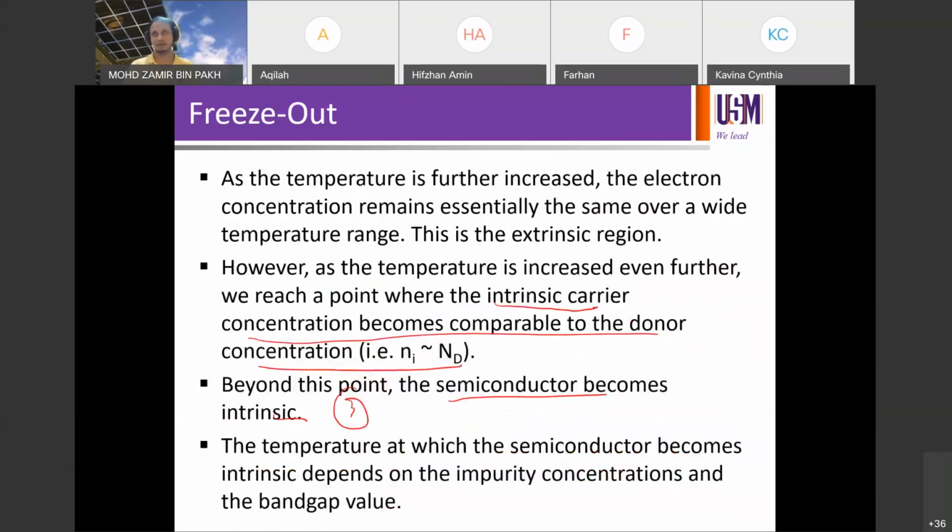So intrinsic to extrinsic, on the other hand, is very straightforward. You just add on the dopants, right? To make it more N-type or more P-type.